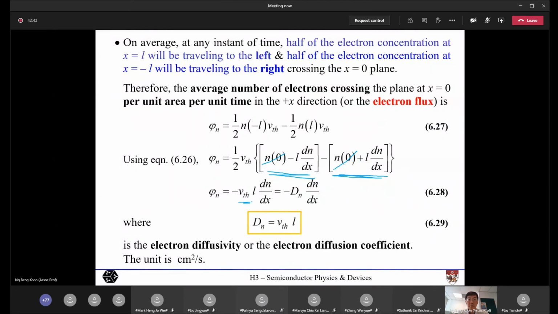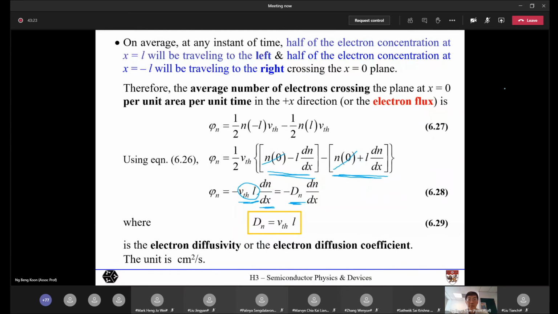minus v_th times L, and then you have the derivative dn/dx. Now this v_th times L, we collectively call D_n, which is the electron diffusion coefficient, or the electron diffusivity of your semiconductor carriers. This describes how fast the carrier can diffuse given a concentration gradient in the semiconductor. That's the electron diffusion coefficient. This is the electron flux: how many electrons are flowing per unit area per unit time?